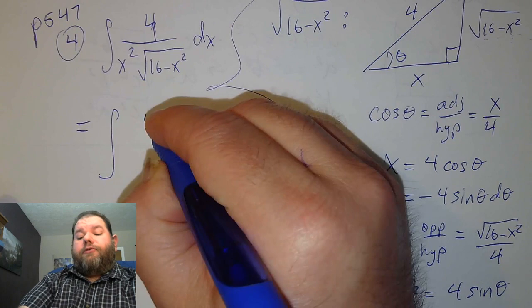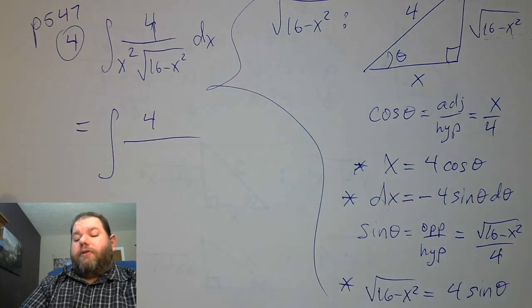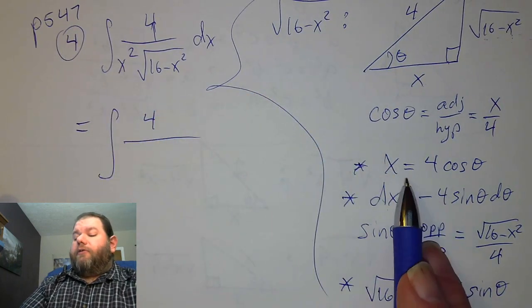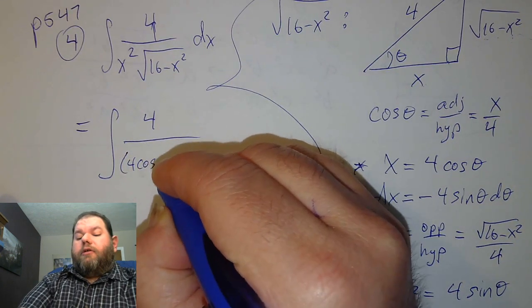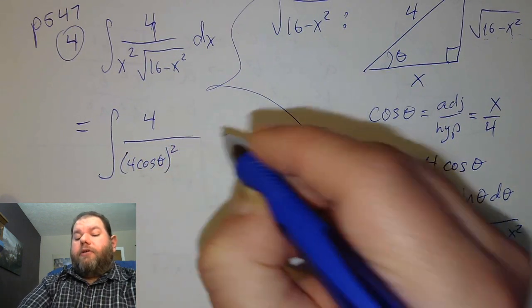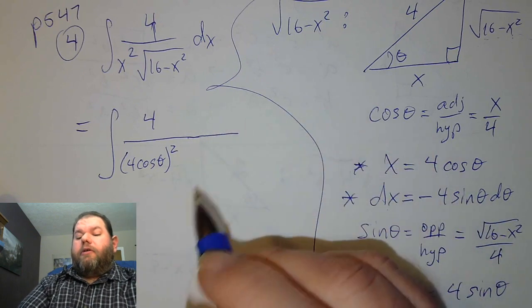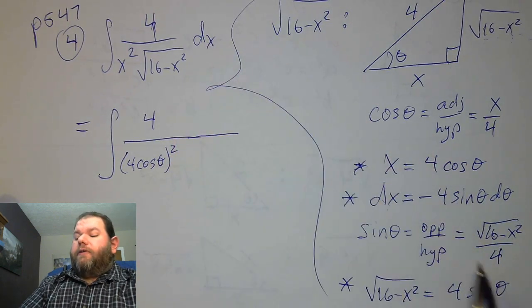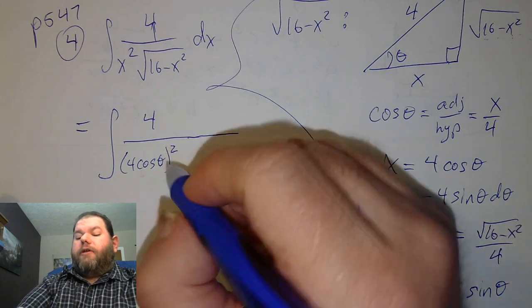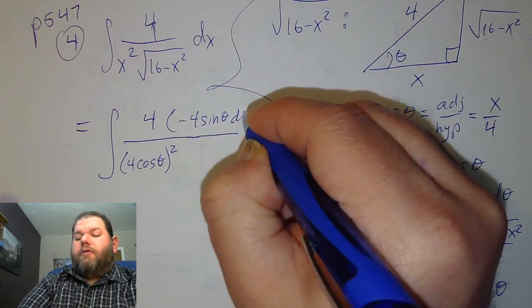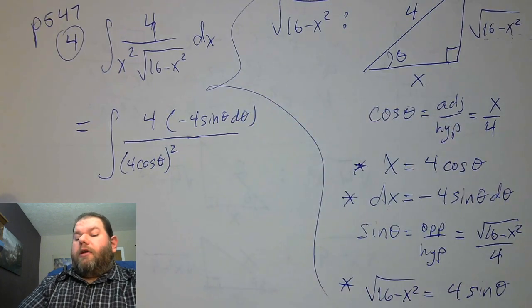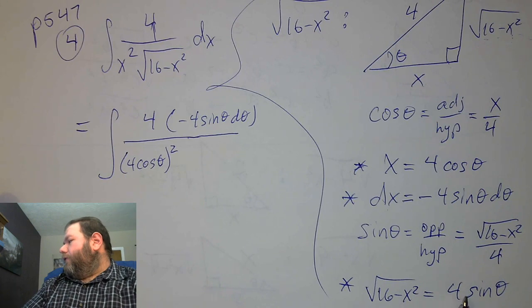The 4 is just going to remain the 4. There's no way around that. X, we said, was 4 cosine theta, and that is being squared. Dx is negative 4 sine theta d theta. And square root of 16 minus x squared, we said, is 4 sine theta.